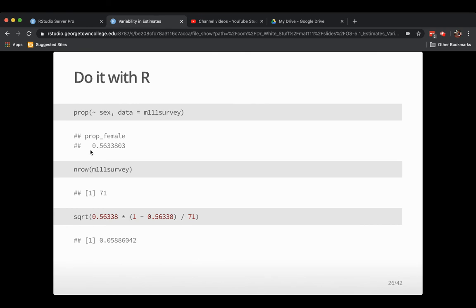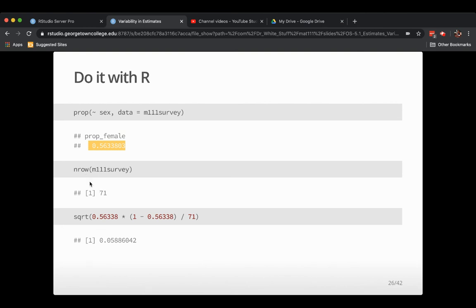So just like you can get the sample proportion with prop, you can also get the standard error for P hat using R. But you need to know the sample proportion, and you also need to know the N.